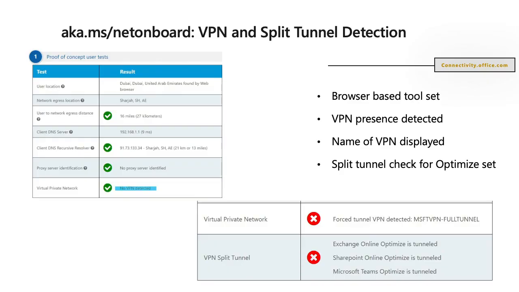Here are some screenshots that help you interpret the output from this network onboarding tool. As you can see on the top left, this is a scenario where there was no VPN detected, and the tool is just telling you that. On the bottom right, you've got a screenshot where the tool has detected the presence of a forced tunnel VPN, and it's telling you that the Exchange Online, SharePoint Online, and Microsoft Teams traffic is all being sent via the VPN path. And obviously, this is not good for the end user experience.